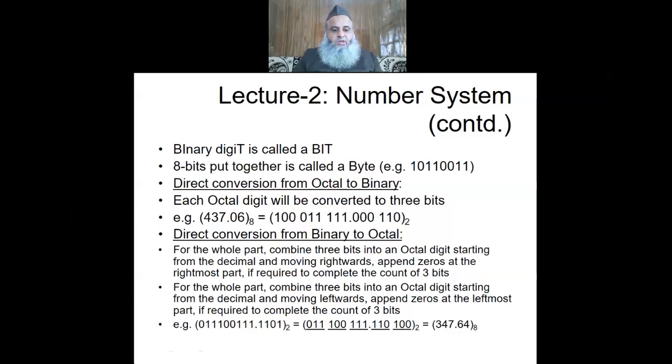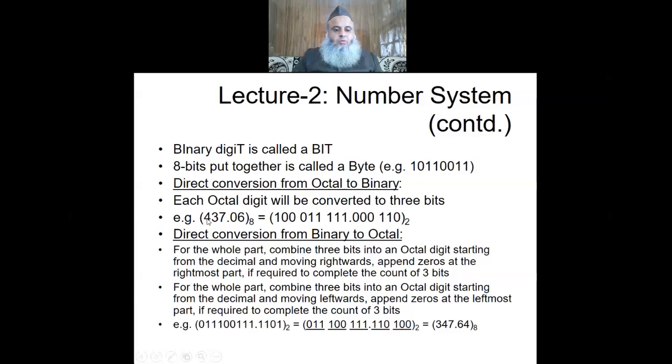For example, one such case is direct conversion from octal to binary, that is from base 8 to base 2. Each octal digit will be converted to 3 bits. Again, bit means binary digit. So each octal digit will be converted to 3 bits. For example, if I'm given a number in base 8 as 437, again don't say it as four hundred thirty-seven, it is not a decimal number. It is a base 8 number. So call it 437.06. This will be directly converted to base 2 by converting this 4 into the corresponding 3 bits.